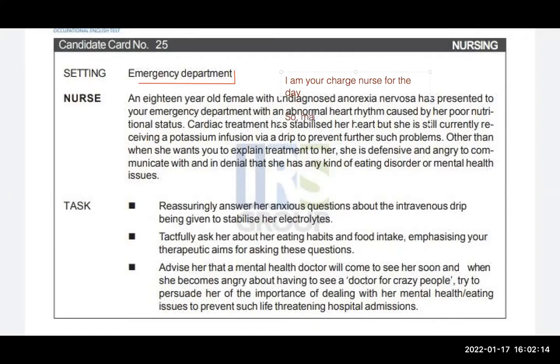So may I ask, how are you? ऐसे पूछ सकते हो या how are you feeling today? अगर simple पूछना चाहते हो तो please do not confuse yourself. May I ask how are you? नहीं तो so how are you feeling today? I am your charge nurse for the day. So how are you feeling today? So then the patient will start telling you.